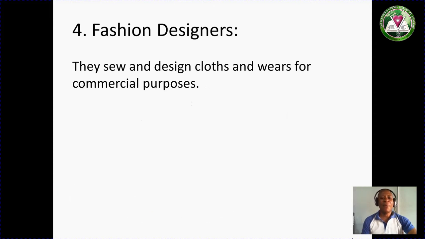The next type of self-employment I want us to look at is fashion designers.